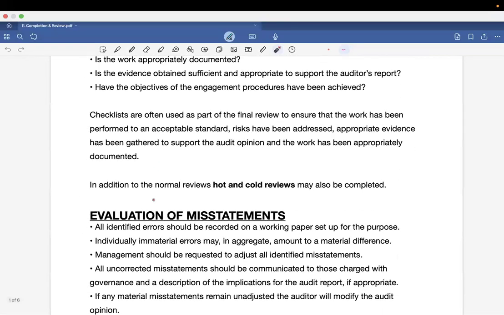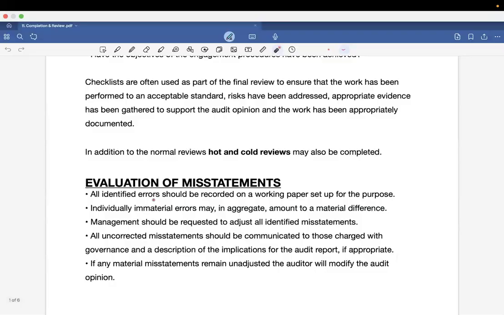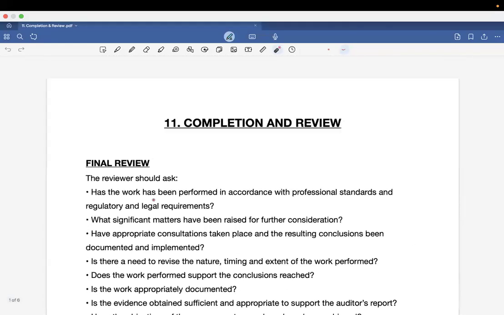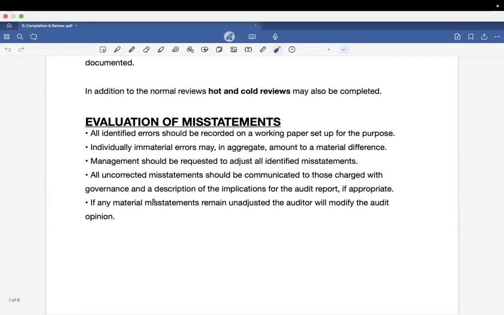In addition to these reviews, there is a hot review and cold review, which we have actually covered in elements of engagement, right? Okay. Summary, we are on the 11th chapter, completion and review.